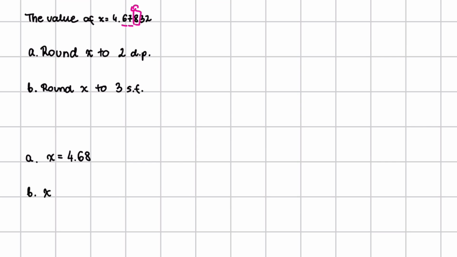And in B, we have to round x to 3 significant figures. And 3 significant figures are 4, 6, and 7. And we also have to take into consideration 8, because 8 decides whether we round up or round down. And of course we round up because 8 is greater than 5, so our answer is 4.68, and we have the same answer as in A.